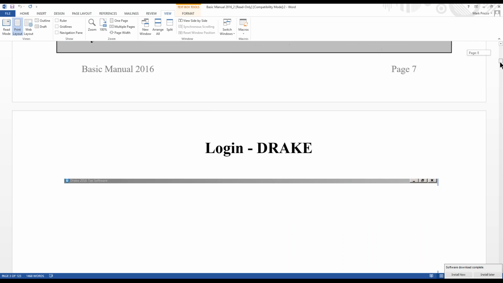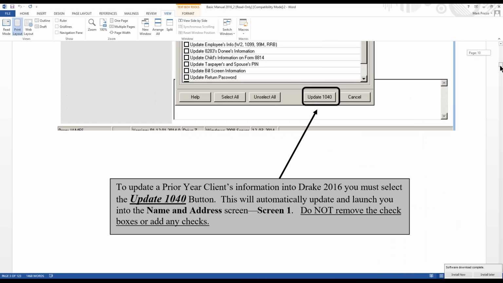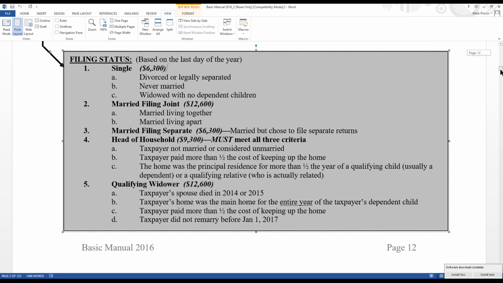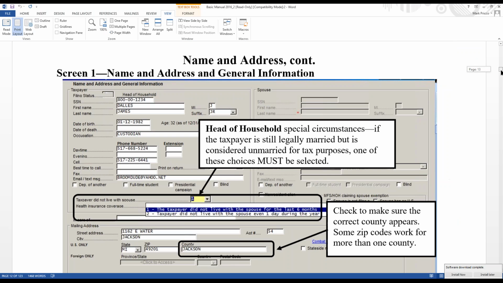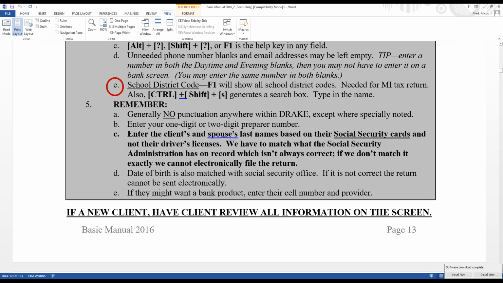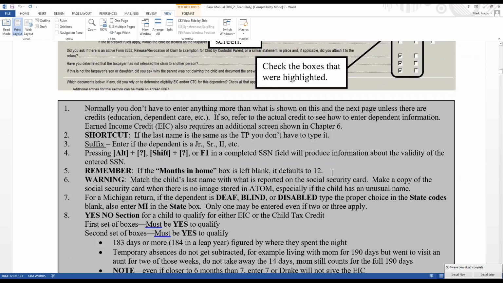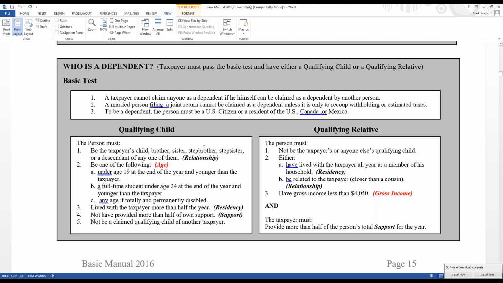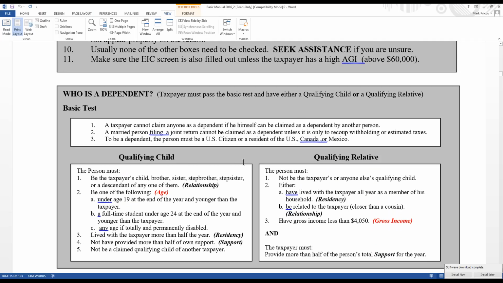So I want to explain why you want to have a dependent. As we talked about in the filing status, for head of household, you have to have a dependent. For qualifying widower, you have to have a dependent. So dependents are very important and they're very valuable come tax time. And of course, they're good if you have children also, but at tax time, you actually get money for them.